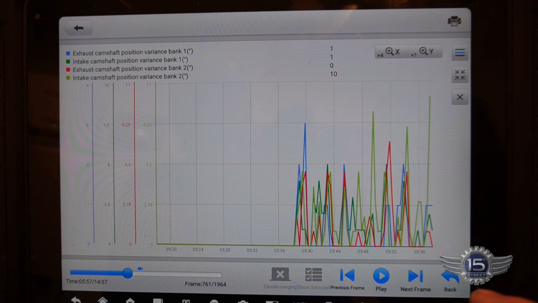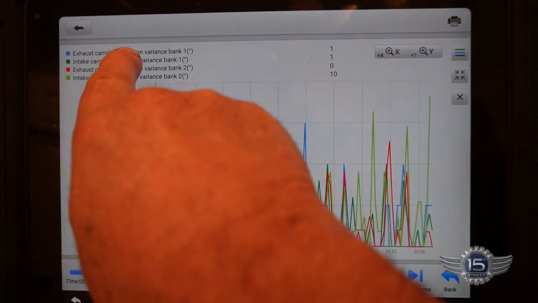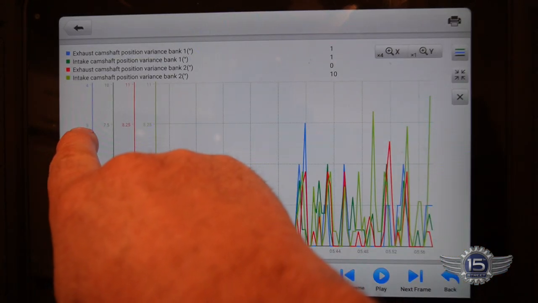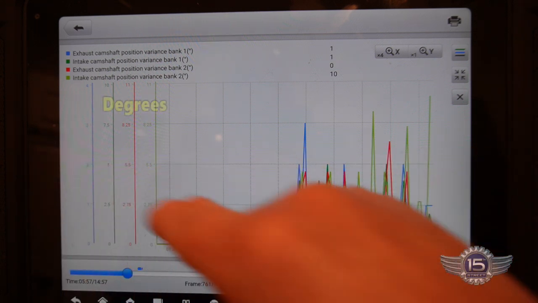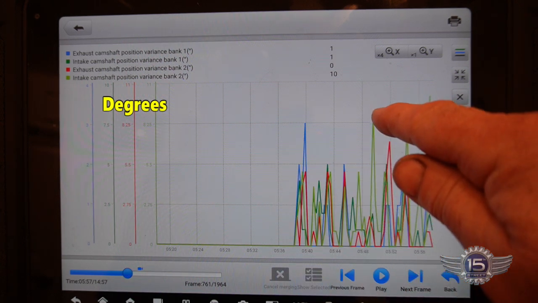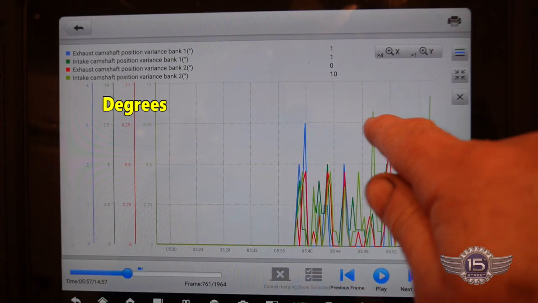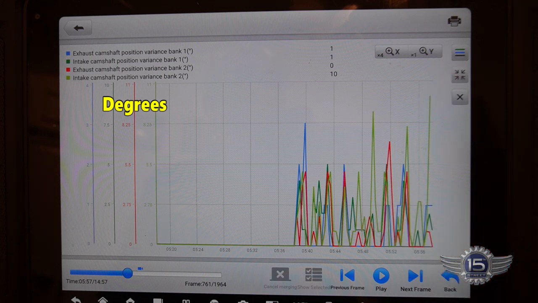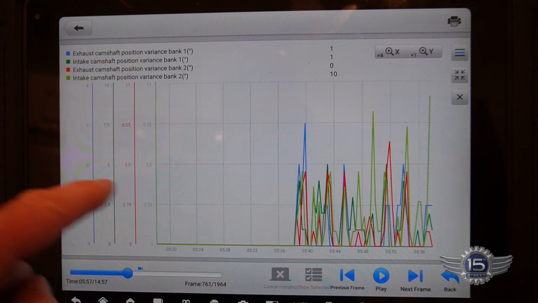So if you look at this, I'm just going to play this. Now, first of all, this blue one, which is bank 1 exhaust, it went high, but if you look at the scaling, it's only 3 degrees. Whereas this lime green one here, which is our suspect cam bank 2, it's up about 9 degrees. This one here is definitely 9. Right there, that's your code, plus or minus 9. The dark green and the blue are bank 1, but the scaling is different for that.